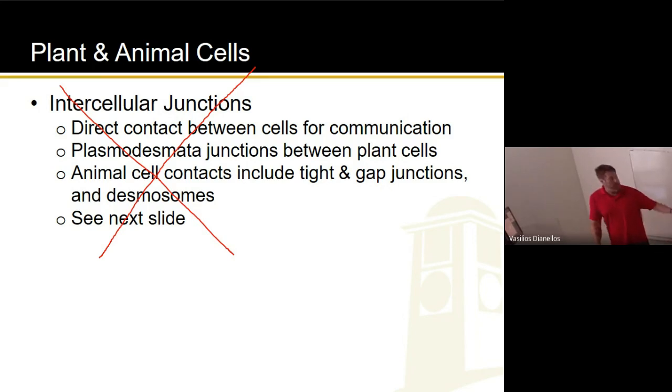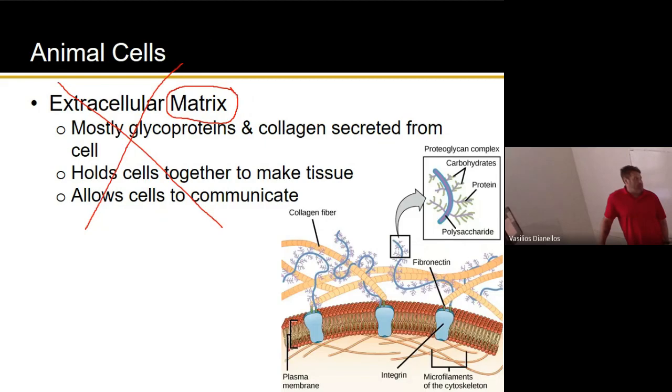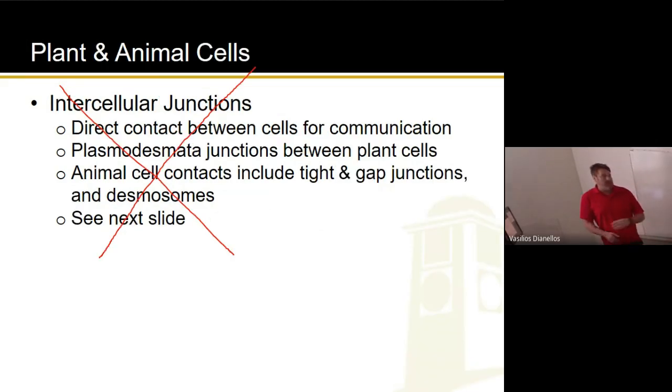I just told you that intercellular junctions are direct contact between cells for communication, but then again, I also told you that the extracellular matrix was also used to communicate, right? So if you want to, you can look into the differences. What makes them different? Are they utilized in different ways? There's also plasmodesmata, which is a junction between plant cells. And I know we were just talking about animal cells, now we're talking about both.